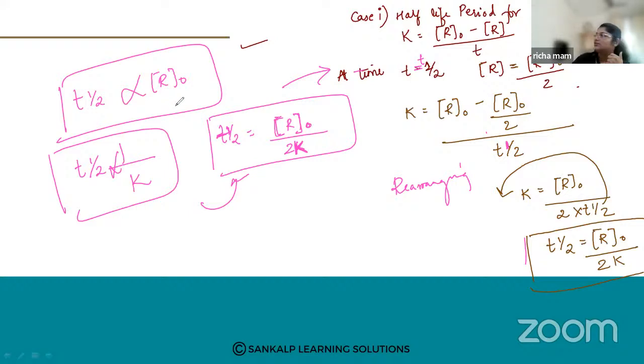By seeing the formula, we have come to know that the half-life of the zero order reaction is directly proportional to the initial concentration, and it is inversely proportional to the rate constant. So this is case one, in terms of your zero order reaction. Please note it down, very important. Did you note it down?